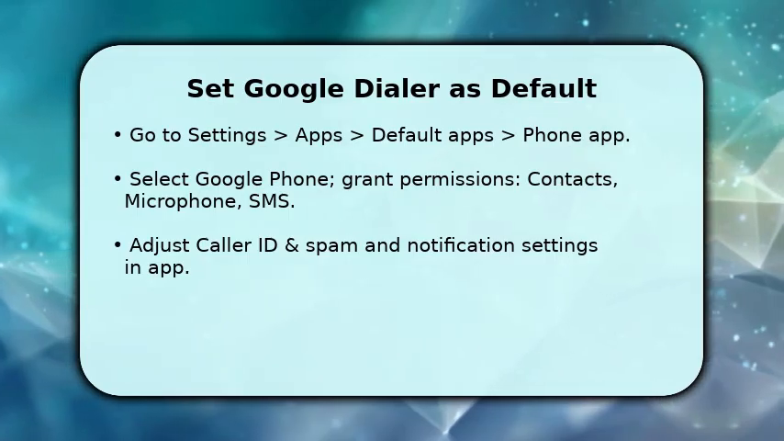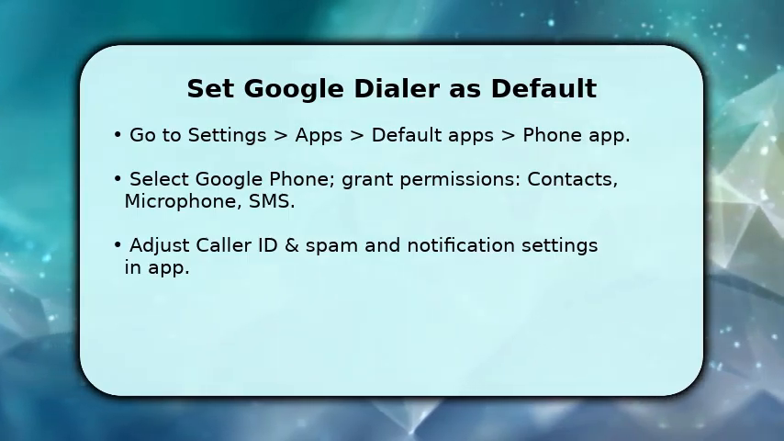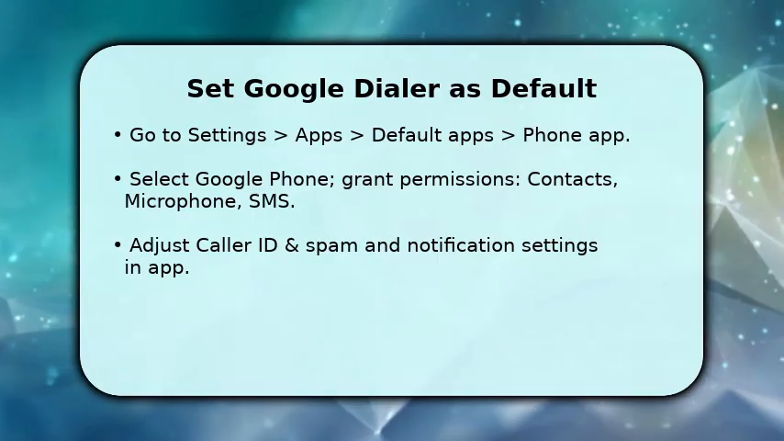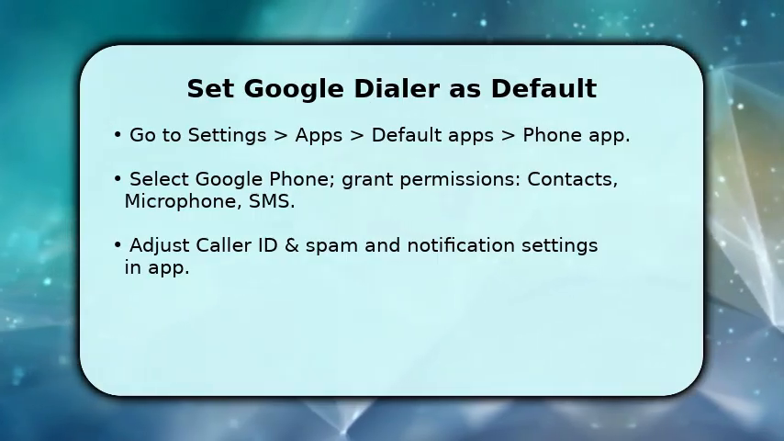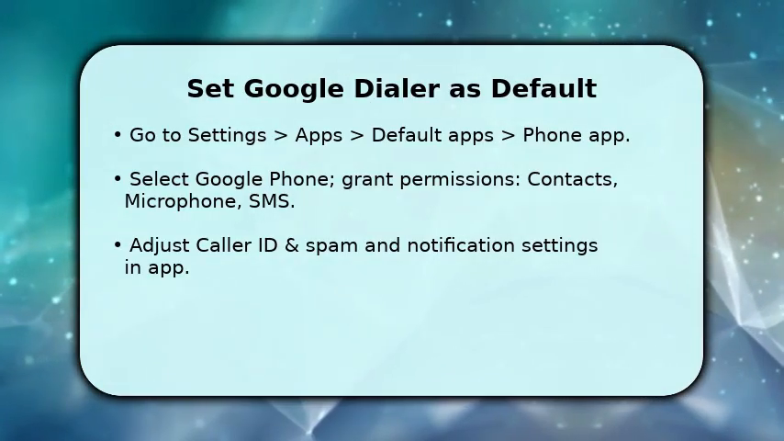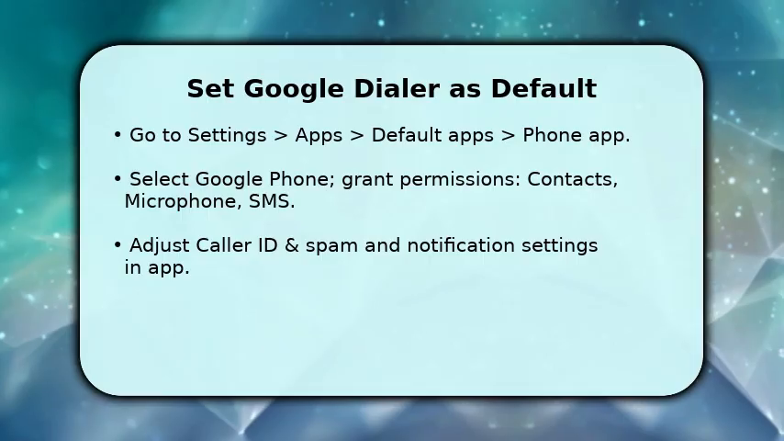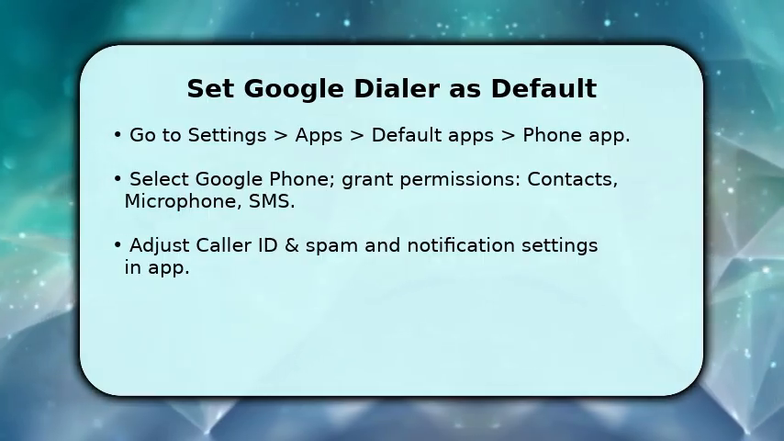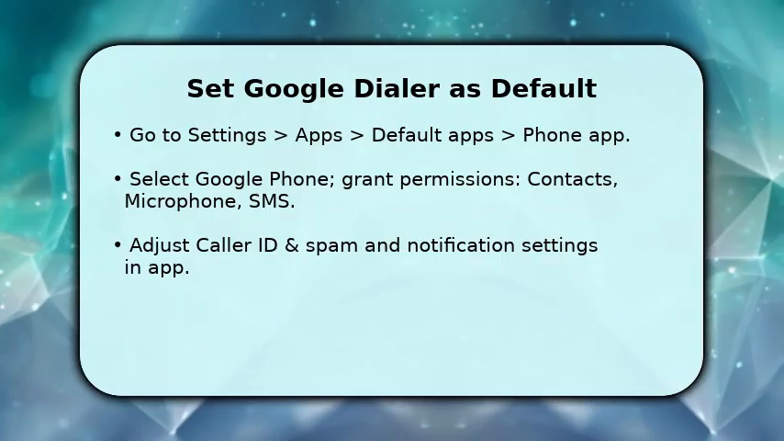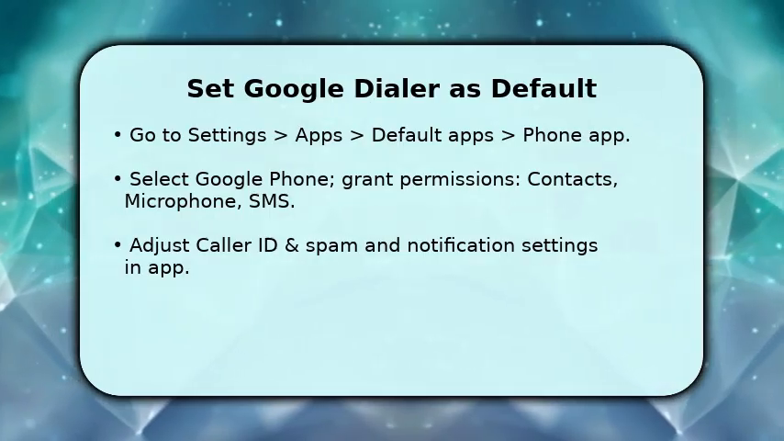Make sure to grant runtime permissions: contacts, microphone, call logs, SMS, because without them calling features and caller ID will break. Then open the Google Phone app and configure caller ID and spam, voicemail, and notifications so behavior matches what you expect. Doing this now prevents missed calls or silent notifications later.